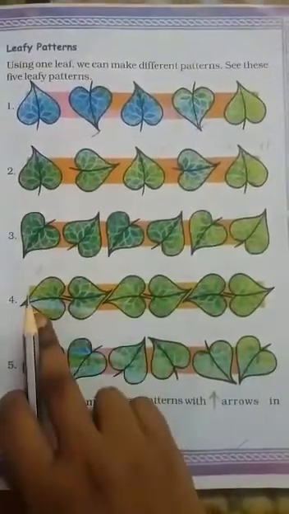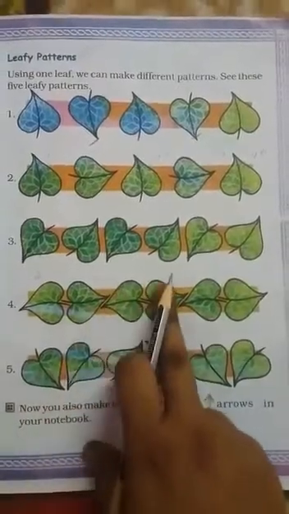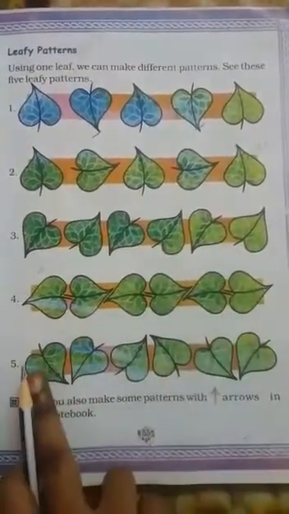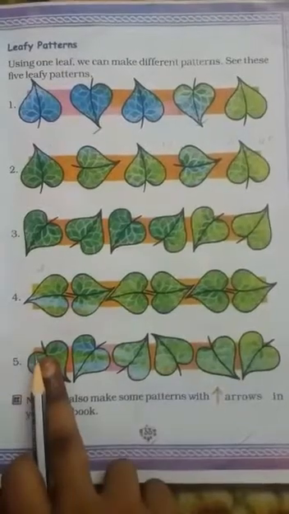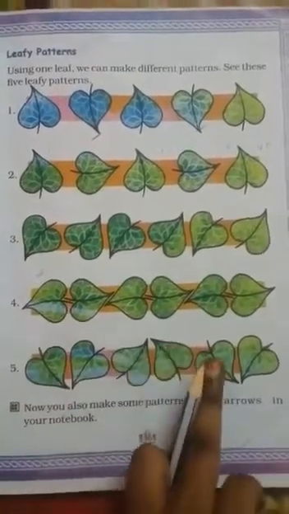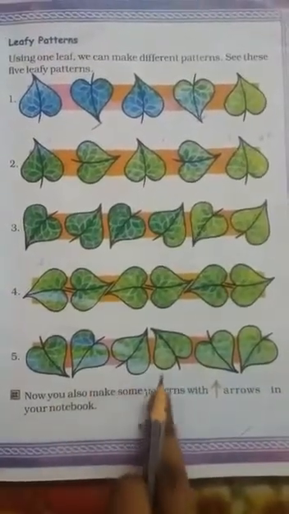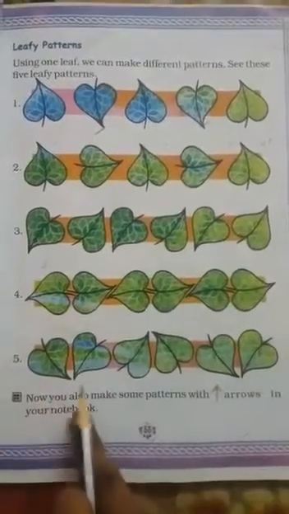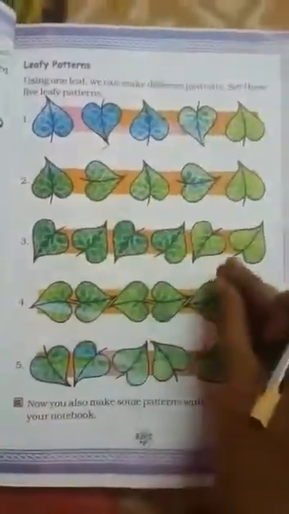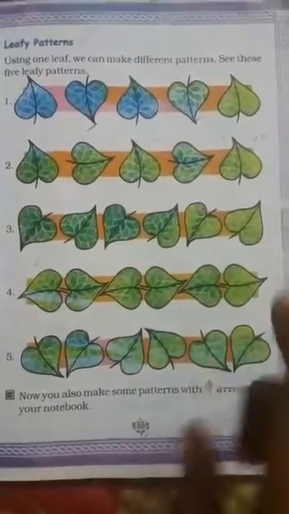Means left, right, left, right, left, right, down, down, up, up, down, down. Next one leaves up, up. Now you also make some patterns with arrows in your notebooks using the same directions, but here we are using arrow marks. In this leaves' place we are using arrow marks.